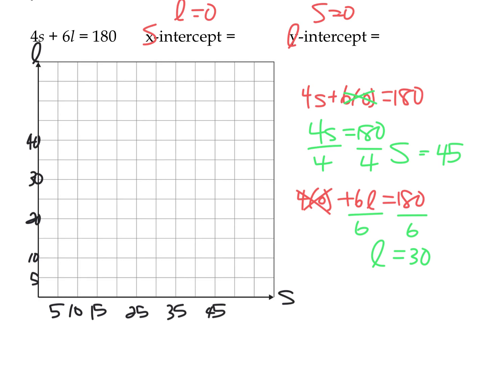So my S-intercept is at 45, right? So when L is 0, on my S-axis I'm going to go over to 45, and I have a point right there. Then my L-intercept is 30. That'd be the point right here, where S is 0. So I've got my two intercepts: on the S-axis at 45, on the L-axis at 30. And again, you could switch them. If you want to put L down here, then your intercept would be at 30, and S up this way would be at 45. That's fine. It doesn't matter which one you are using as your horizontal and your vertical axes in this case.